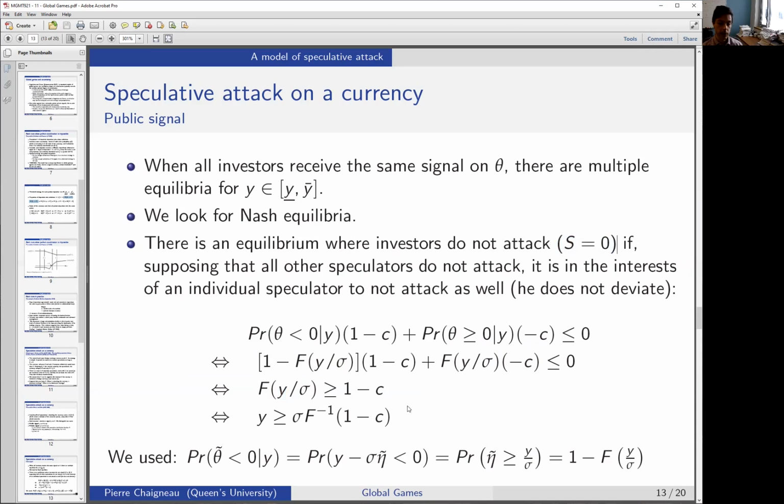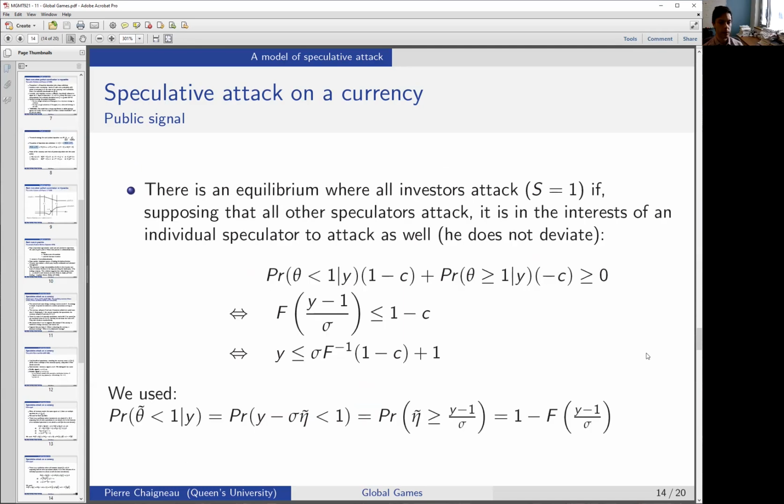And we find that this is an equilibrium as long as y, the signal they receive on theta, is sufficiently large. And so it makes sense. If they receive a pretty large signal on theta, they believe that the central bank has enough reserves so that the currency will not collapse as long as other investors do not attack. And so in this case, not attacking is indeed a Nash equilibrium. Let's look for another Nash equilibrium.